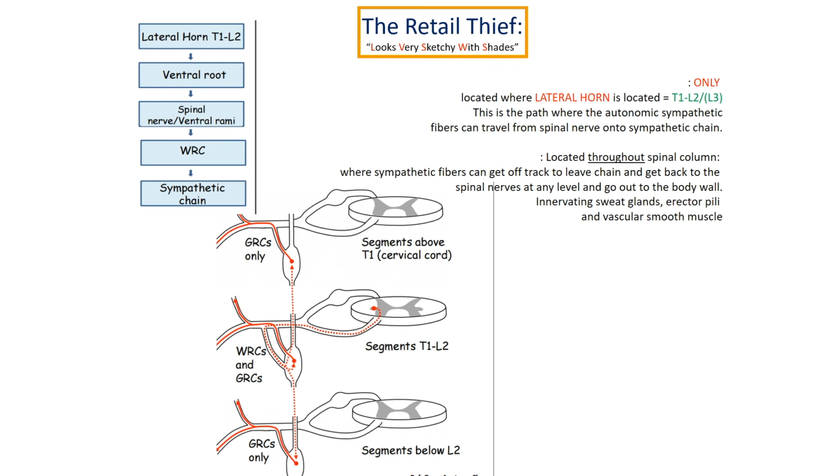Okay, so we've talked about this lateral horn. This is just a nice little picture that I put in for everybody to see.